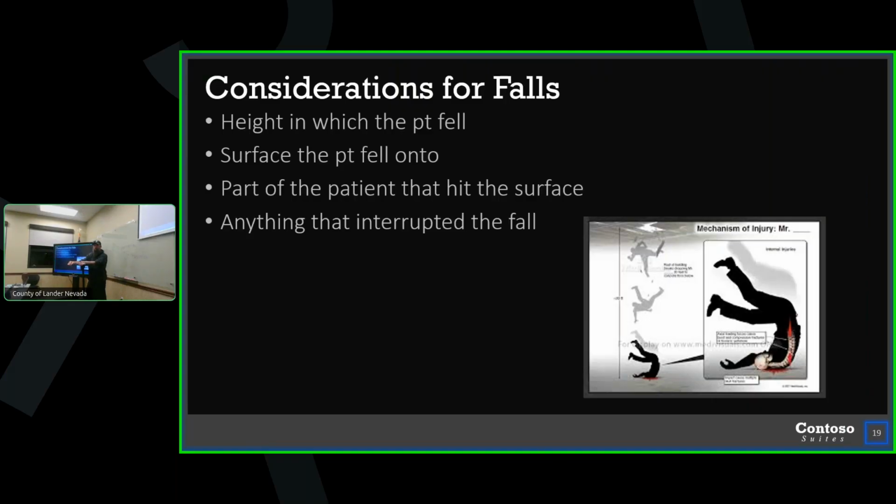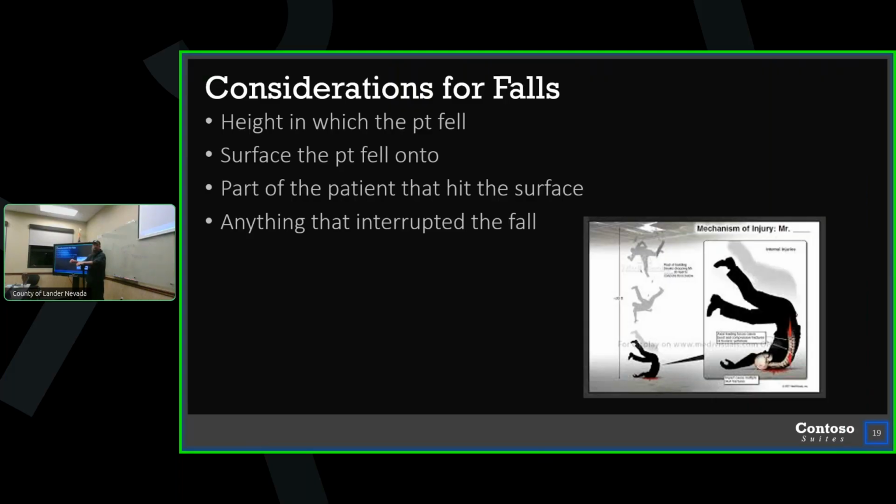So for adults, a lot of times we see hand and wrist injuries because they're trying to catch themselves. But sometimes it's head injuries. With kids, their heads are huge, so they always fall head first on anything. And was there anything that interrupted the fall?